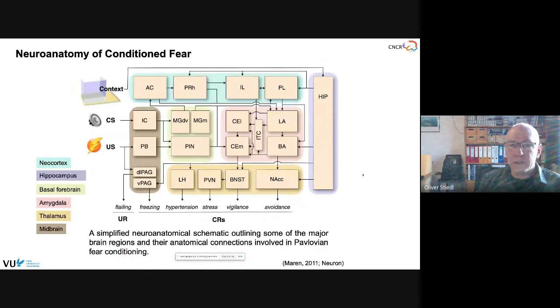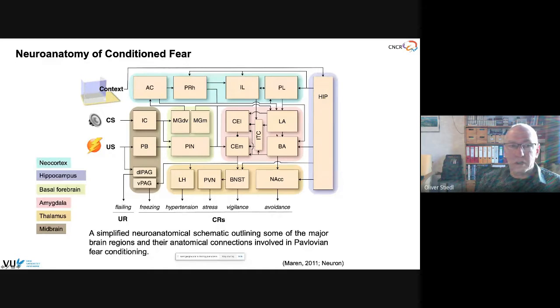We know, this is of course a busy slide on the network, that particularly the tone-dependent fear conditioning is a loop from the midbrain to the basal forebrain to the amygdala and back to the output centers, which are in the hypothalamus, for example, for autonomic regulation, in the bed nucleus of stria terminalis, in the nucleus accumbens, and then it moves back to the freezing response in the midbrain.